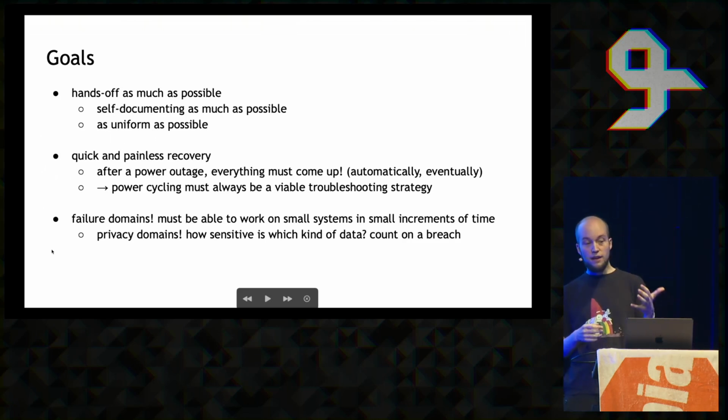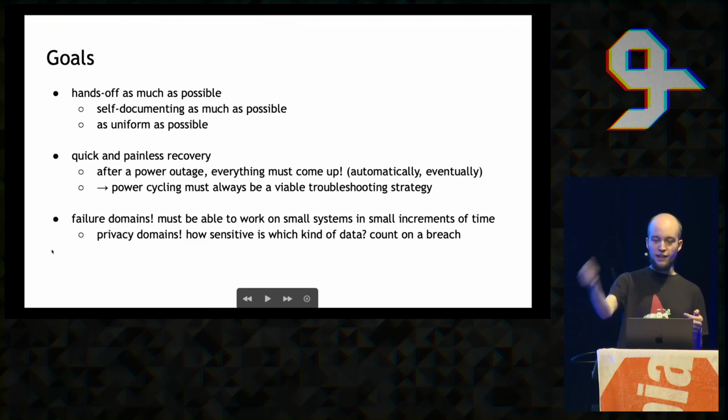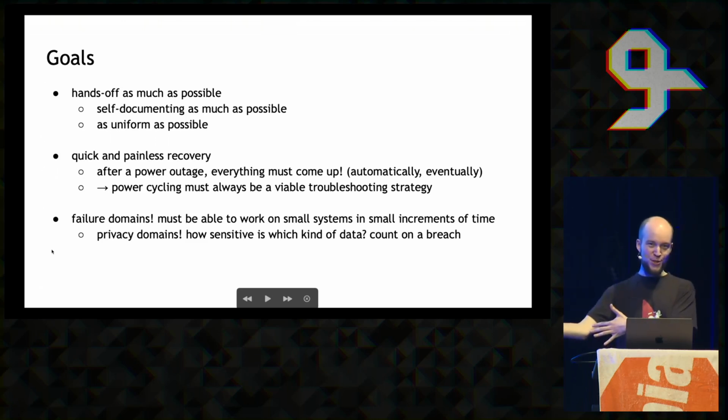And the other thing I always keep in mind is the failure domains. The failure domain means that if, for example, I want to upgrade my NAS and I screw up the upgrade, I still want my router to work, right? And if I screw up my router, I still want my home automation to work. So the failure domains just must be separate.